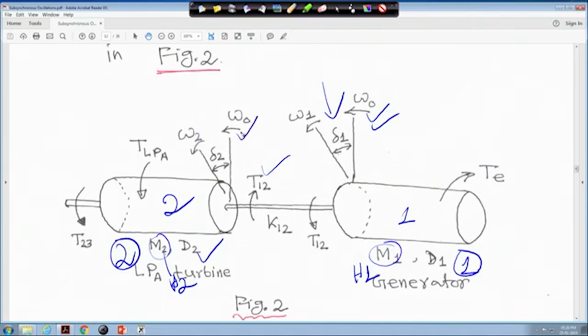Similarly, this is omega 0, the rated speed. For the LPA, one of the low pressure sections, it is showing omega 2, and this is delta 2.